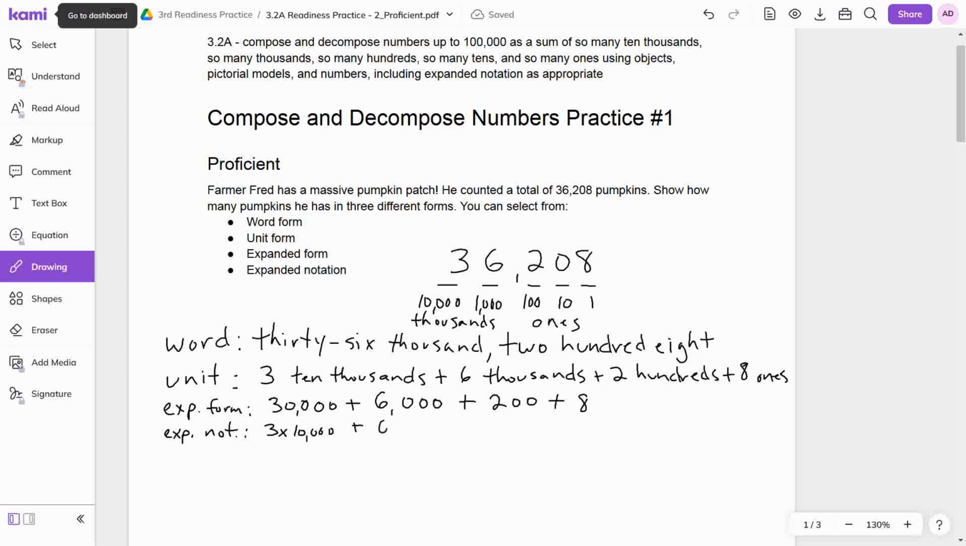All right, so I've got 6 sets or groups of 1,000. I've got 2 sets of 100. Notice I am adding still each of my products. Now, when we get down to 8, we're not just going to write 8. This is actually 8 ones, so we need it to be 8 times 1. So that is how we would answer this question. How can Farmer Fred write his number in 3 different forms? I wrote all 4. Just check to make sure you have 3 of yours.